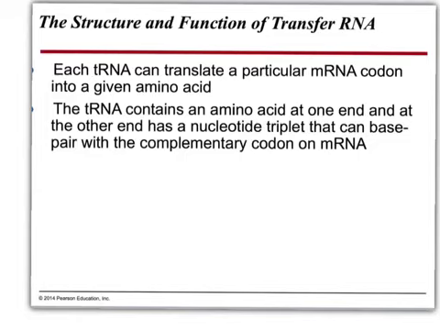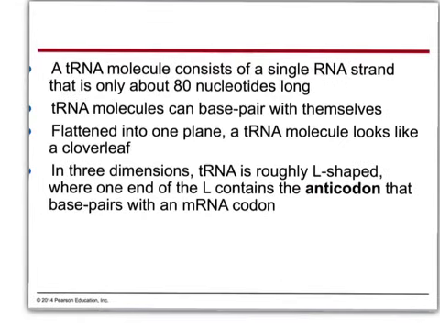So the tRNA contains your amino acid at one end, and on the other end the anticodon, your complementary base pairing, which is for recognition, translating the code in mRNA. Basics about tRNA itself: it's about 80 nucleotides long. It can base pair with itself, and that's what gives it its shape and structure. Flattened into one plane, like I drew it, it looks like a clover leaf. But in 3 dimensions, it's sort of L-shaped, and you'll see what it looks like in a second.